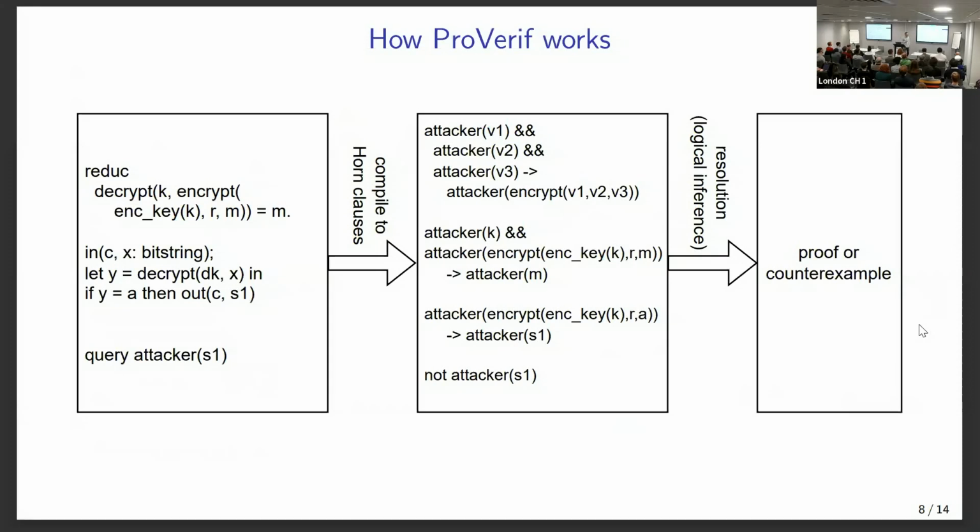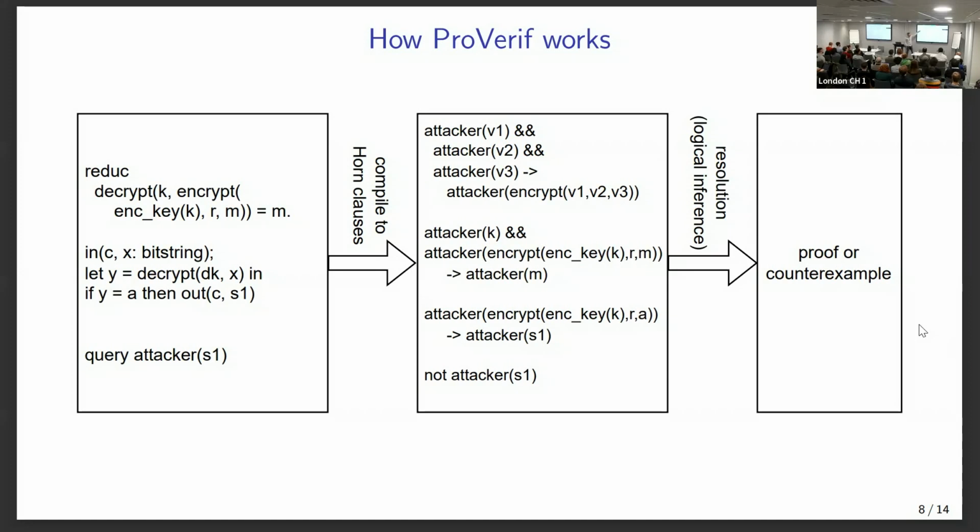Well, the way ProVerif works then is it takes the equational theory that you wrote down, the protocol description and the queries, and it translates all those into Horn clauses. And then it does reasoning about the Horn clauses and comes up with the proof or counterexample.